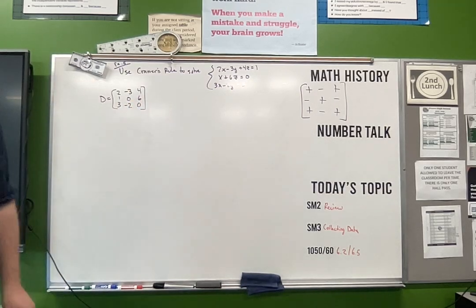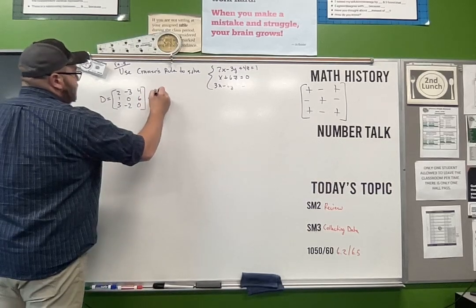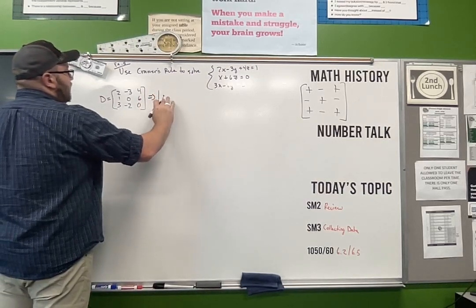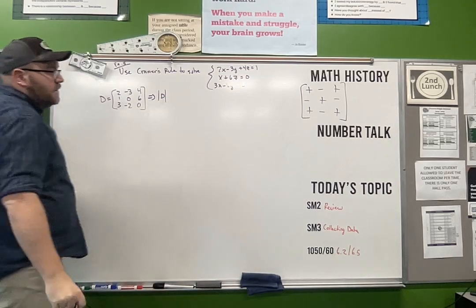You see it now? Okay, that's better. That's D. Now let's find the determinant of D. Sorry, not absolute value. I don't know why I keep saying that.